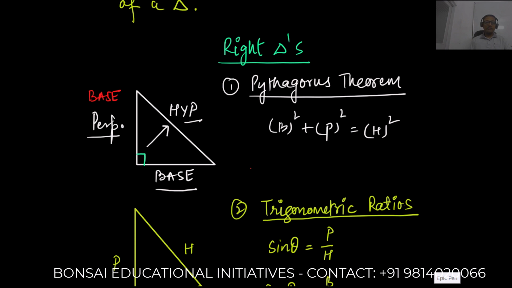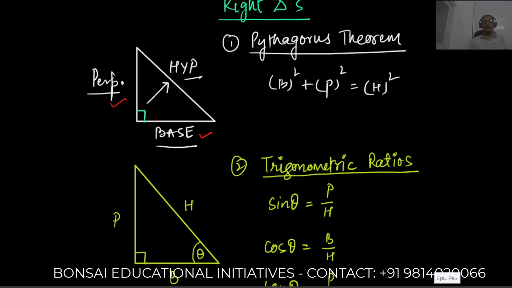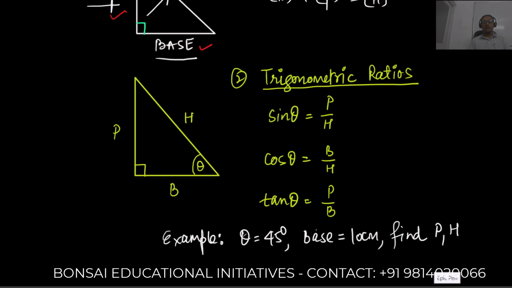The fixed side is the hypotenuse, which is always the side opposite to the right angle, and the hypotenuse is the longest side of the triangle. So the Pythagorean theorem says base square plus perpendicular square equals the square of the hypotenuse. In that sense, we can find any of the missing sides. Fair enough?